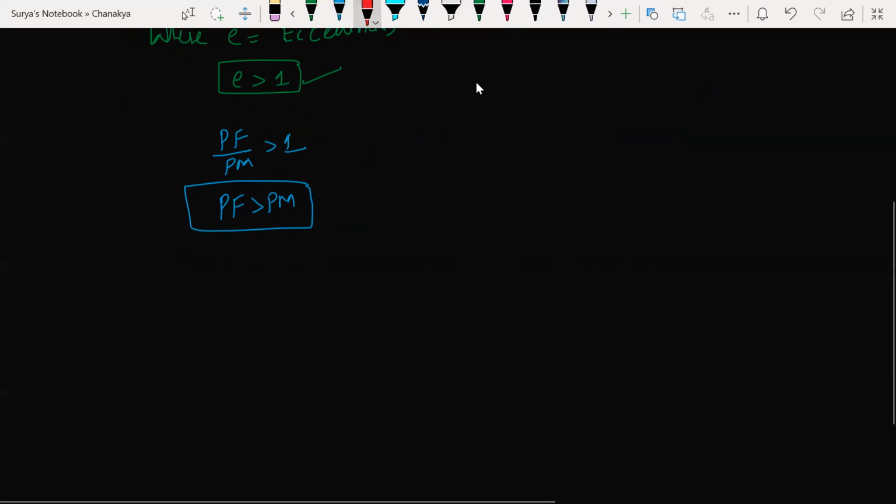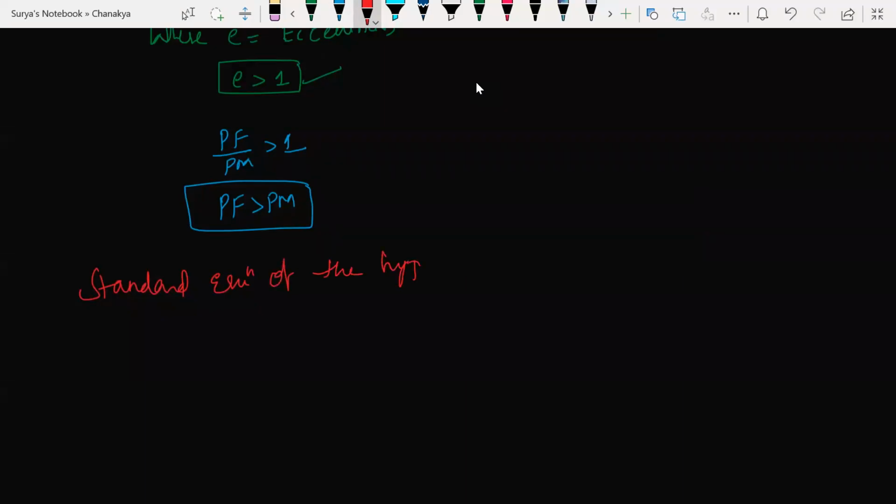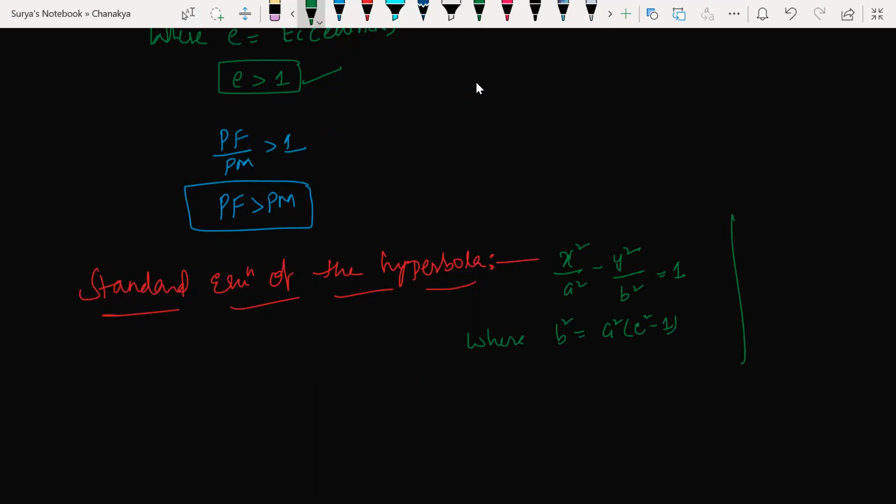Okay, so now we'll talk about the standard equation of the hyperbola. The standard equation of the hyperbola is x square by a square minus y square by b square is equal to 1, where b square is equal to what? b square is equal to a square into e square minus 1, not 1 minus e square. Here it should be e square minus 1. This is for hyperbola.